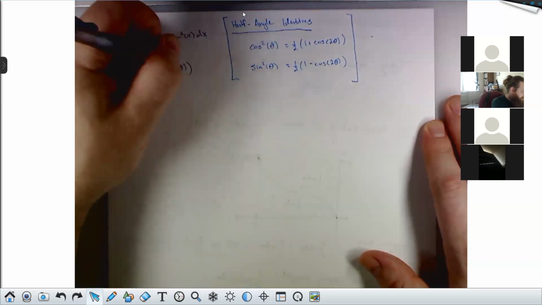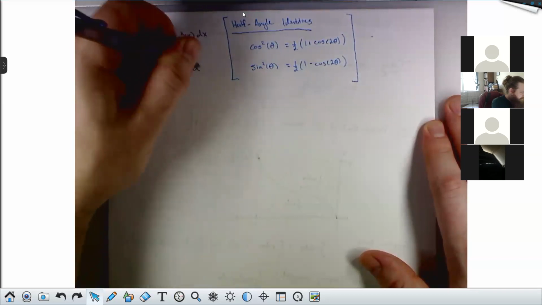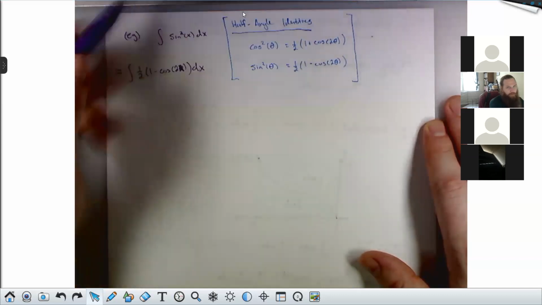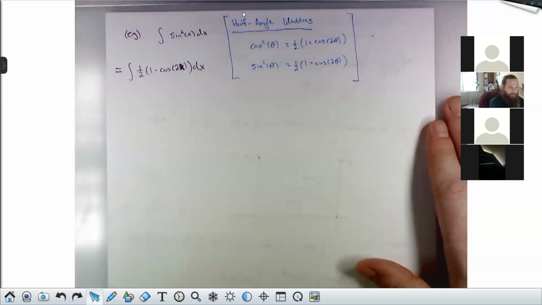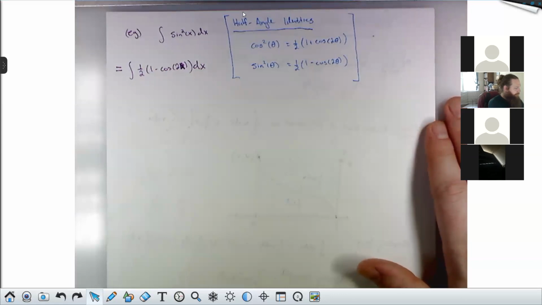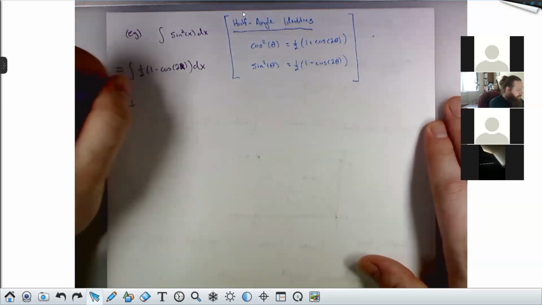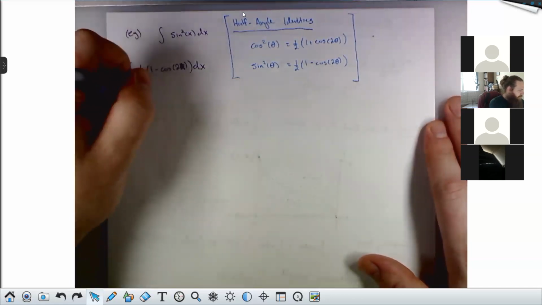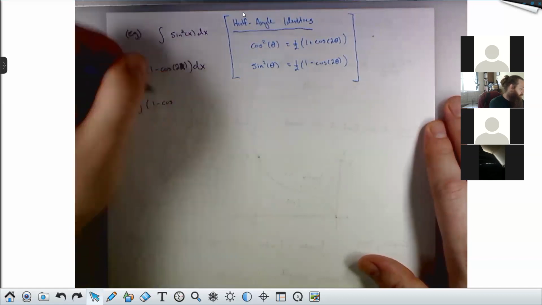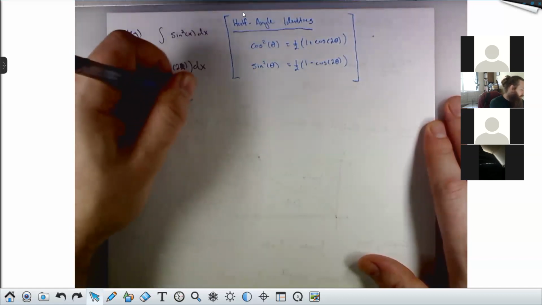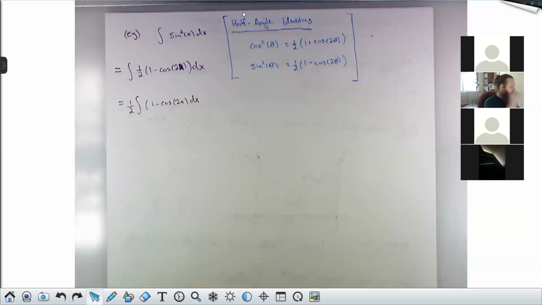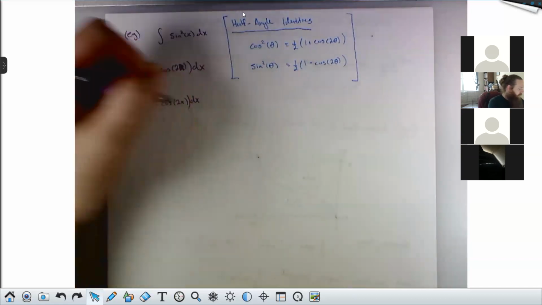Oh, sorry, 2x. Confusing myself. I'm using the variable theta here for a reason, but our variable is x. I can pop out the 1/2, and I'm left with the integral of 1 minus cos 2x dx. Now we don't need to make any substitutions.